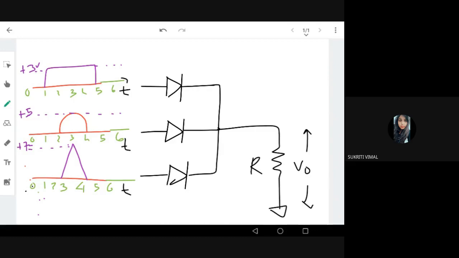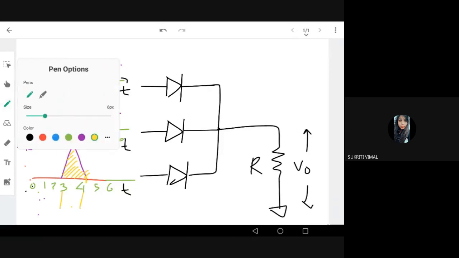Right? So the first is a rectangular pulse starting at time unit 1, ending at time unit 5 with magnitude plus 3. Second is a semicircular pulse starting at 2 units, ending at 4 units with maximum voltage 5. Last is a triangular pulse starting at 3, ending at 4, with maximum voltage plus 7 volt. So what will be the shape of my output, V output?